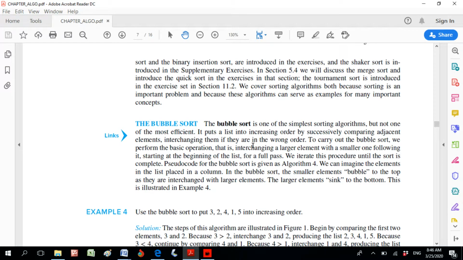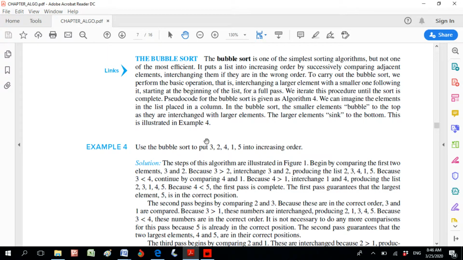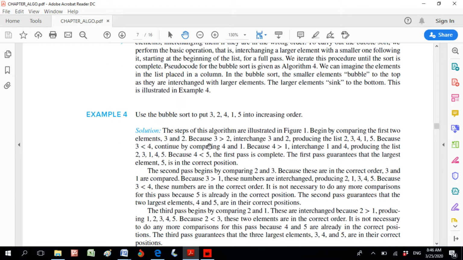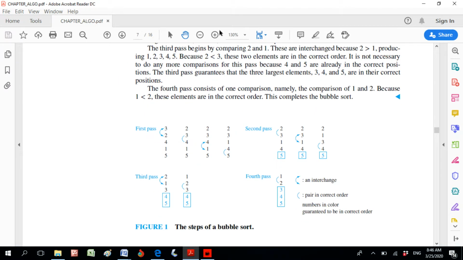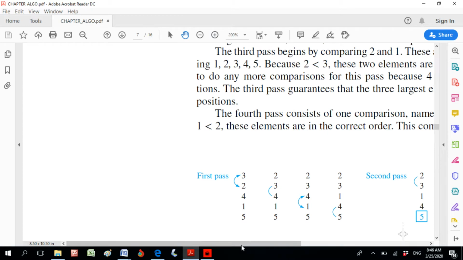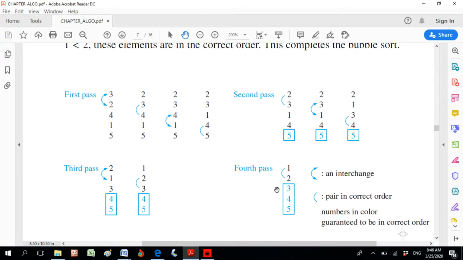Example 4 on your copies will tell you that we're tasked to do bubble sort on the following numbers: 3, 2, 4, 1, 5. We're tasked to try to sort this out in increasing order. Probably we're just going to be focusing on figure 1, given to you as such.